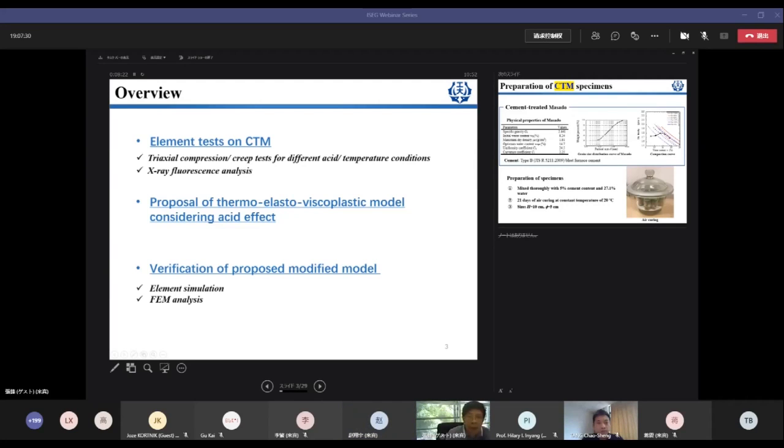Maybe the audience will be astonished why you should use the finite element analysis to verify the model, because in this case, the element test we conducted is actually not a strict element test.